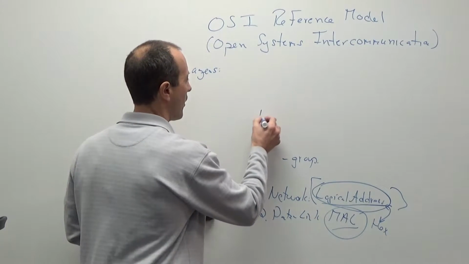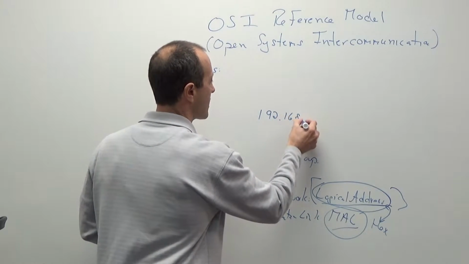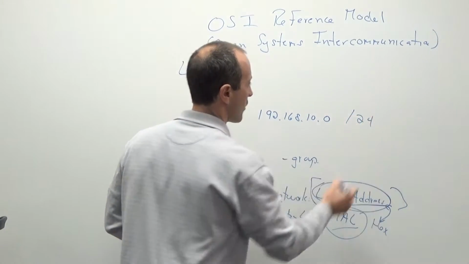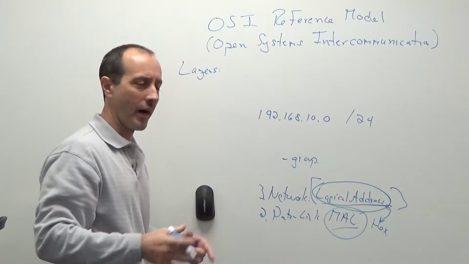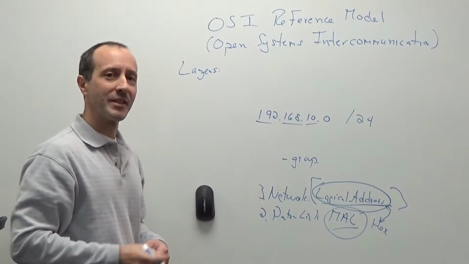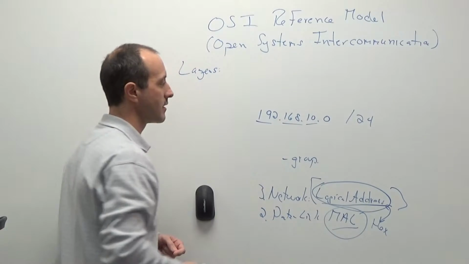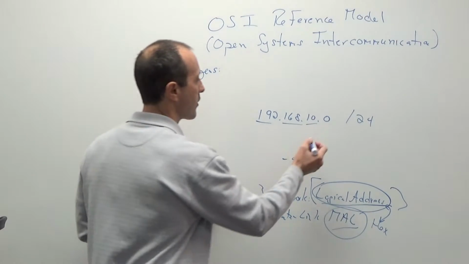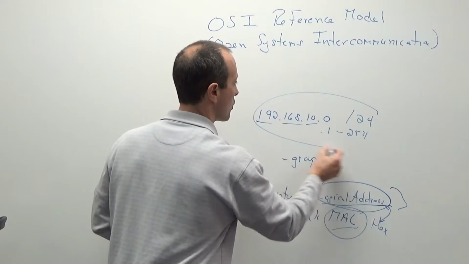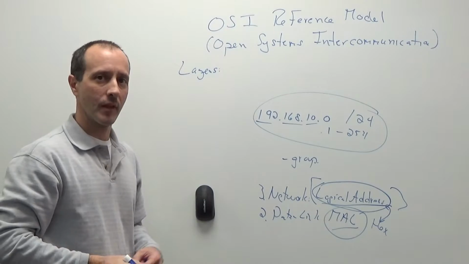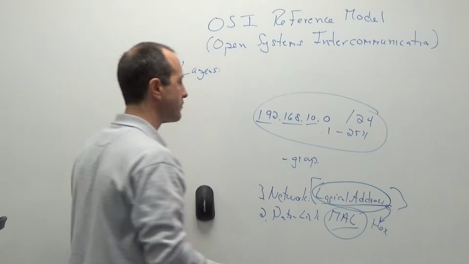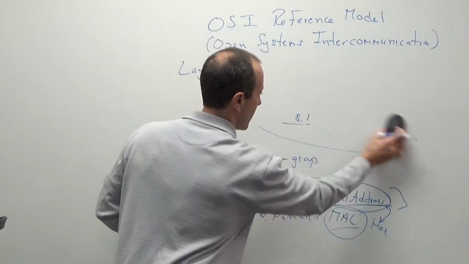So for example, if we had the 192.168.10.0 network with a CIDR of 24, this goes a bit beyond what we're talking about, but I just want to talk about the grouping component. We could group devices in the 192.168.10 network. So everything from 192.168.10.1 to 254 can be grouped together logically. That means you can put them all together and they can communicate without the use of a router. So that's how the grouping concept works at a basic level.